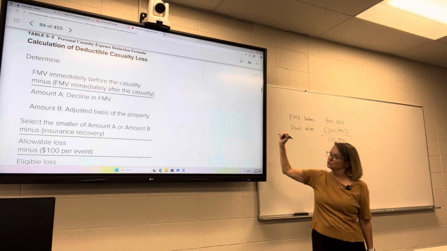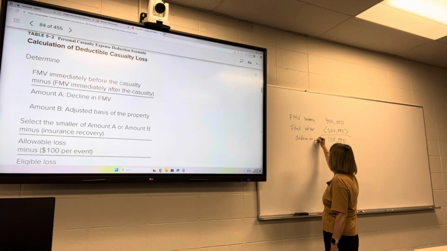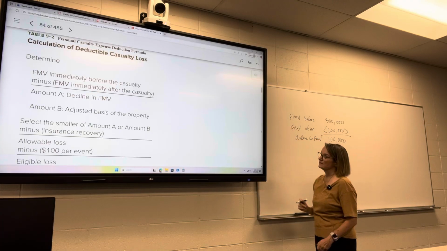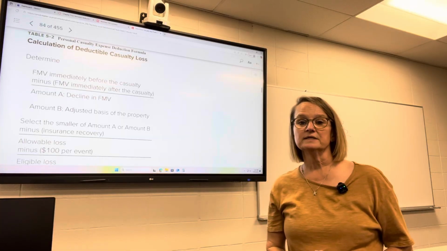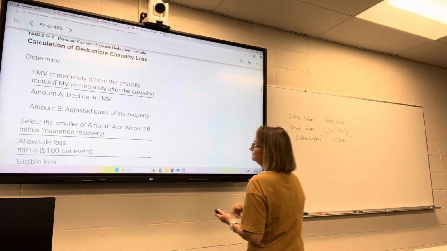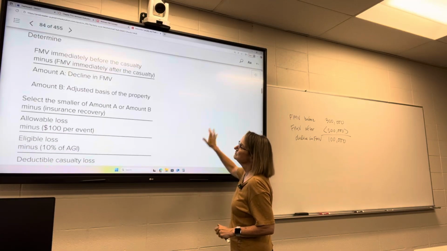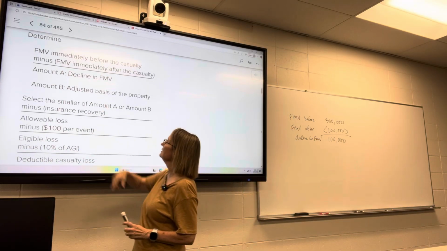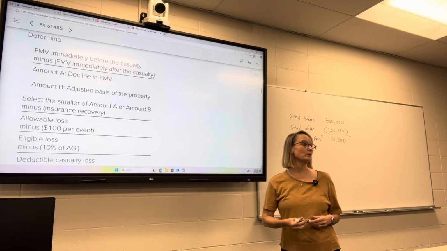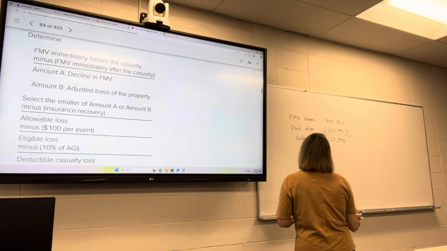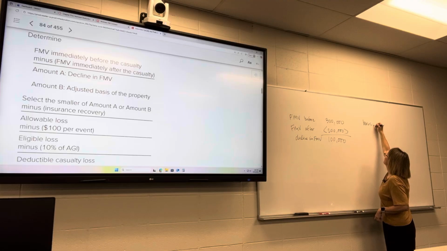So this gets us to our decline in fair market value, $100,000. Now we're not done yet. That's not the amount of casualty loss that we can take advantage of. Then we have to compare it to our adjusted basis of the property. Generally speaking, that's what we paid for it. So let's say our basis is $150,000.